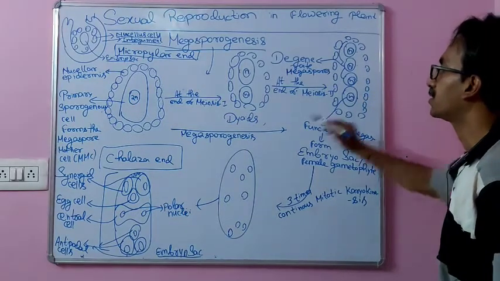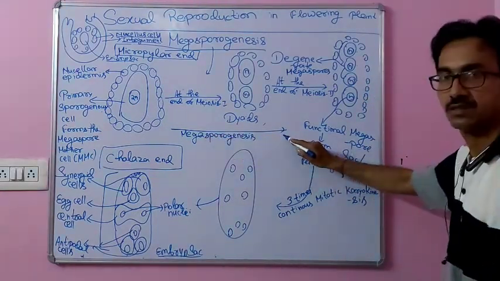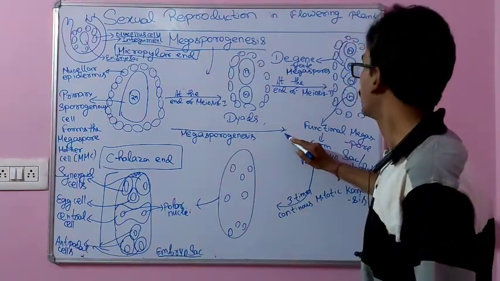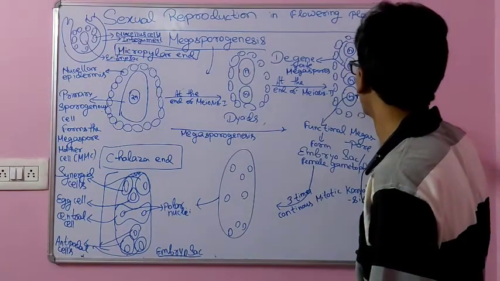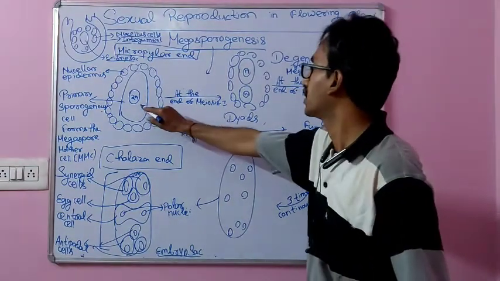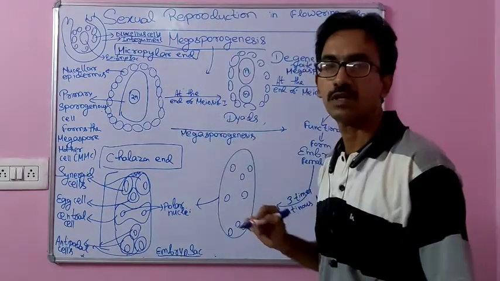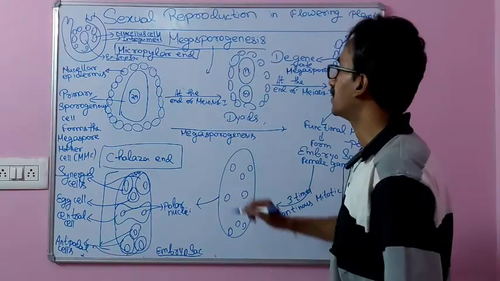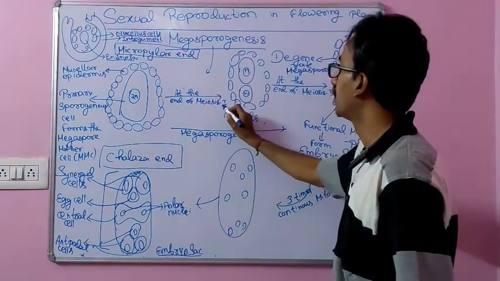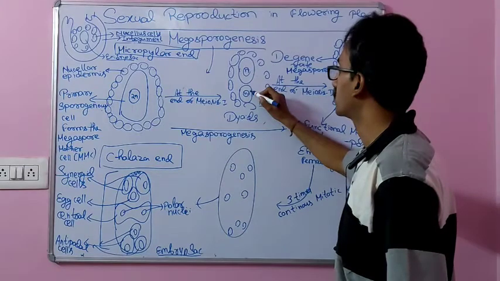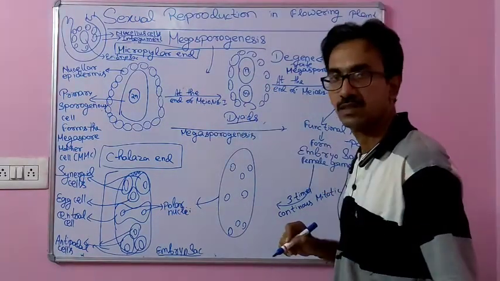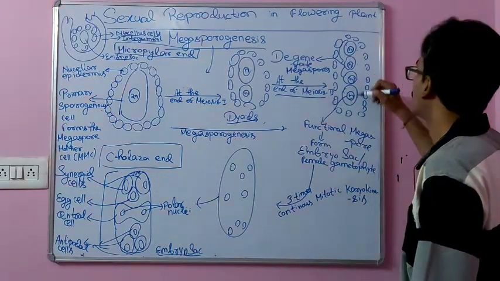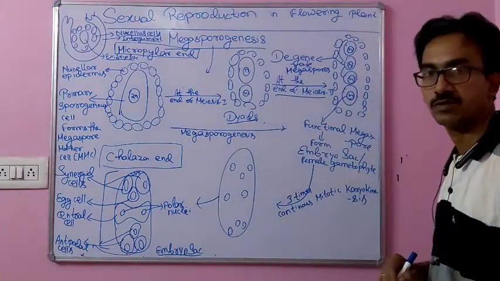This is the definition of megasporogenesis. Megasporogenesis is defined as the formation of 4 haploid megaspores from the megaspore mother cells by meiotic cell division, which is given in the diagram in different phases. That is, at the end of meiosis 1, 2 haploid cells are produced, which are called dyads, and then at the end of meiosis 2, 4 haploid cells are produced, which are called megaspores.